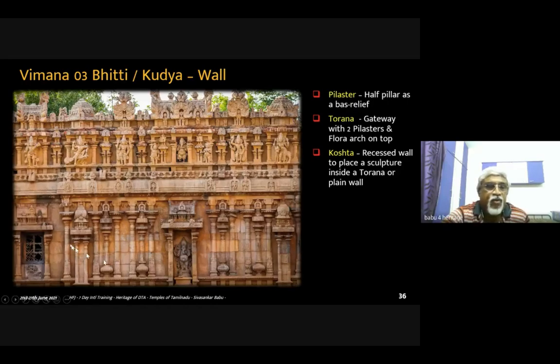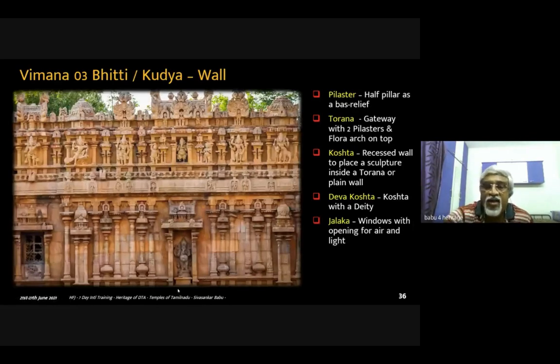This is called Koshtam. Koshtam means a recess in the wall. The Koshtam may be blank. In the earlier ones, they just put blank walls in between, or there will be some ornamental depictions like a stamba, or it may be a recessed window. In some cases, it may be a Devakosta also. The Devakosta means this recess will have the idol installed. This is a Devakosta.